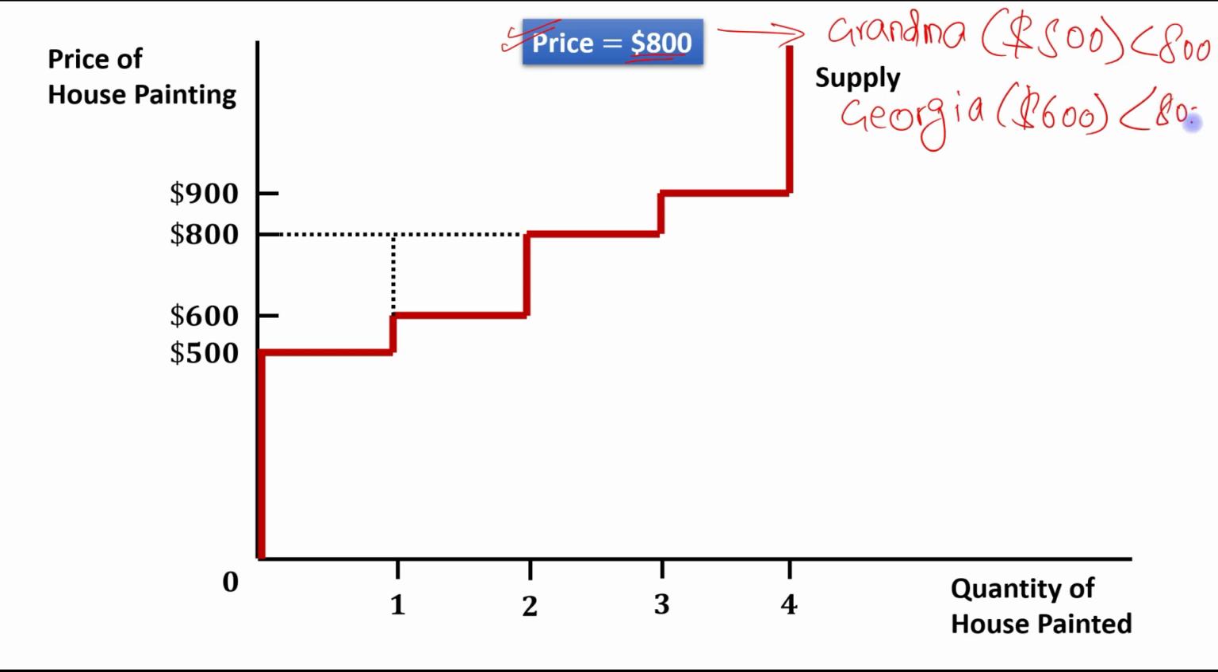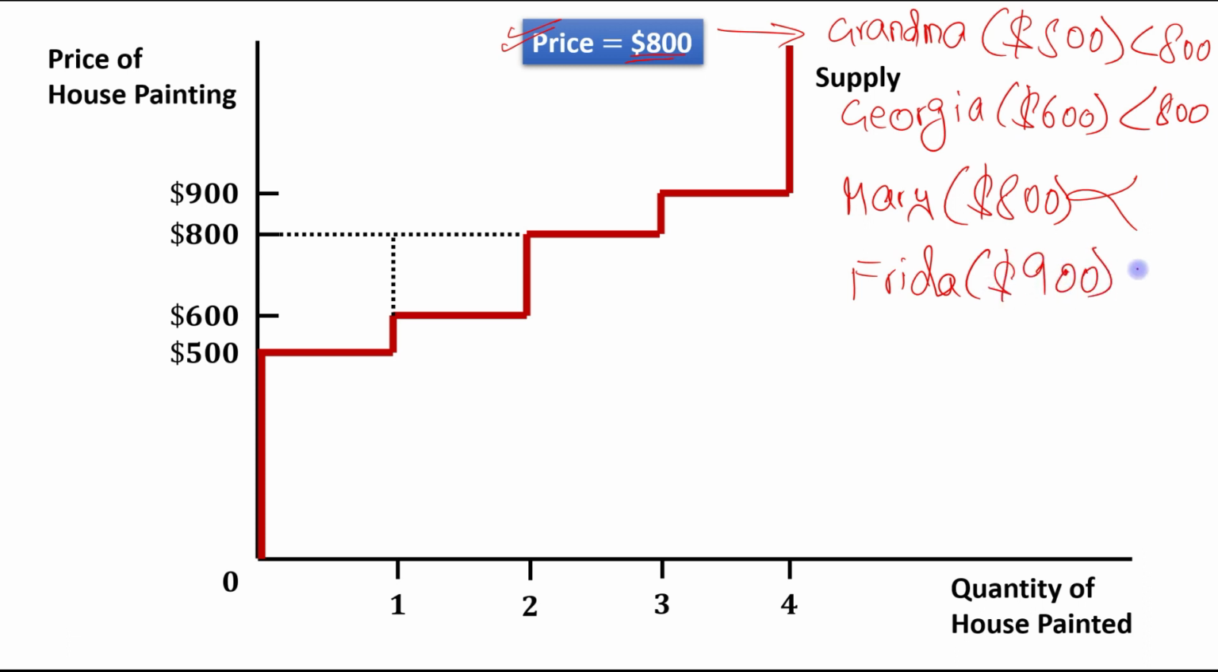But if we talk about Mary, the cost of Mary is $800. So if the price is slightly less than $800, Mary will leave the market. Frida's cost is $900. It is greater than the price offered. Again, Frida will also leave the market. We will be left with only two sellers, which is Grandma and Georgia.